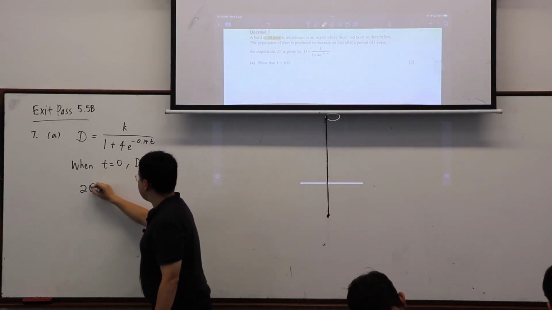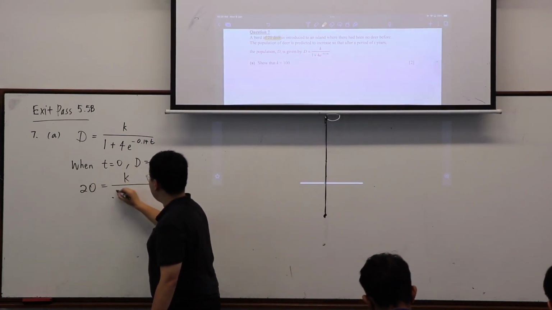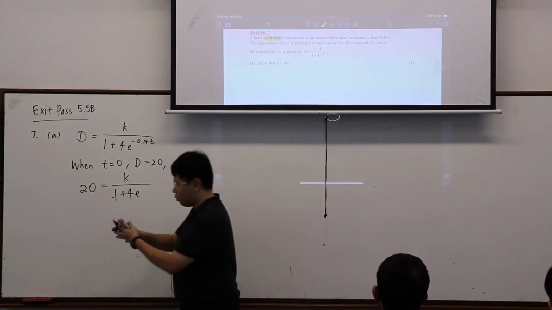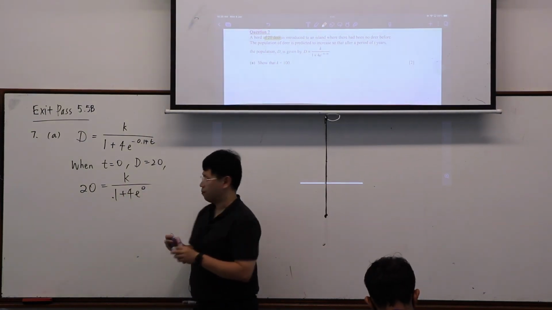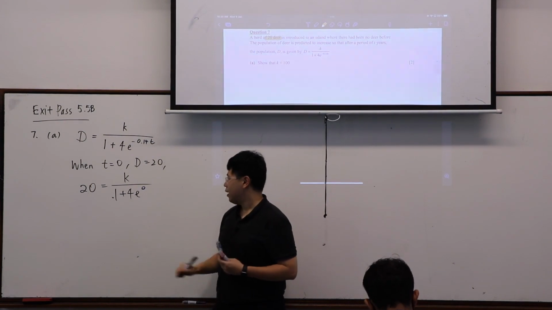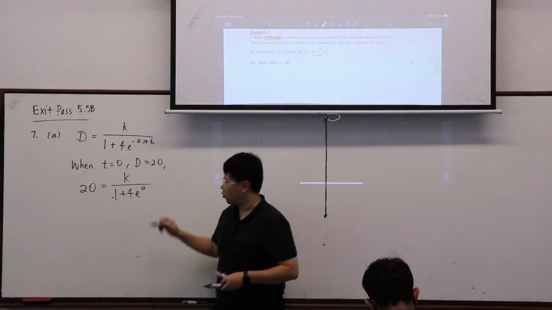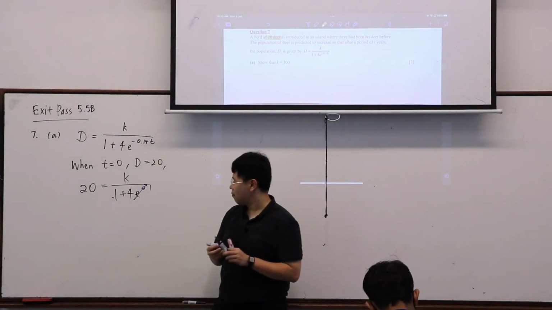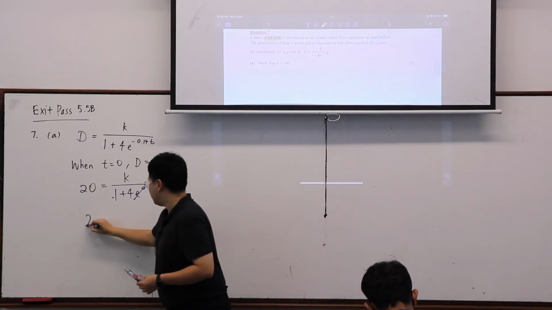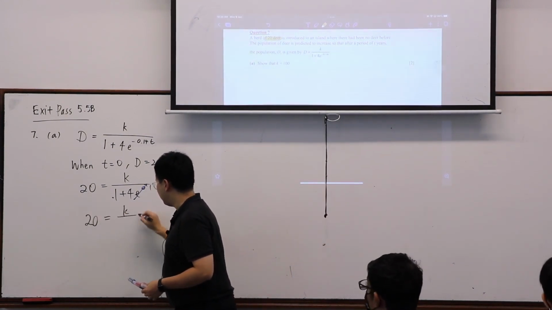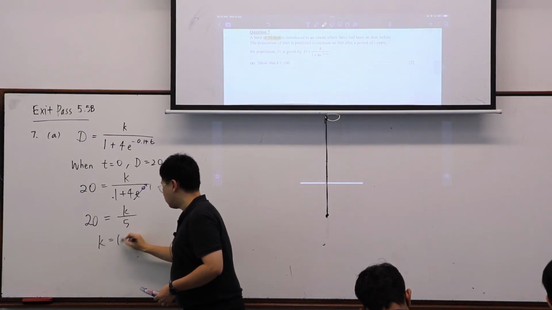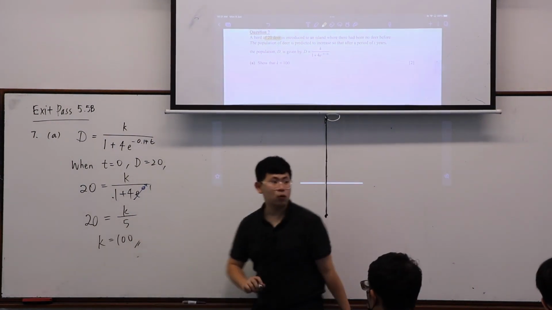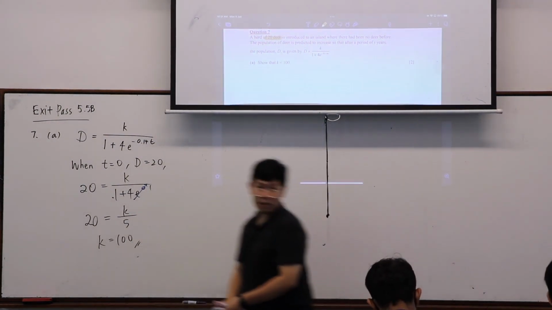So 20 equals K over 1 plus 4e to the power of 0. e to the power of 0 is 1. So 20 equals K over 5. So K equals 100. That is part A.